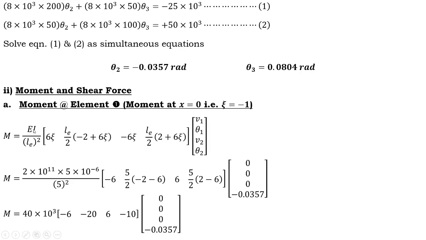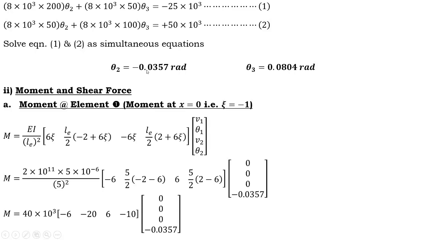Then outside, EI divided by L square, I know all these values. When I substitute and simplify, here I need to substitute the values of displacement associated with the first element, that is V1, theta 1, V2, theta 2. These are the three displacements which are 0.